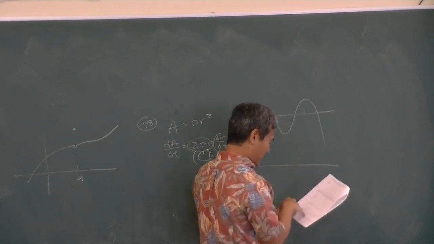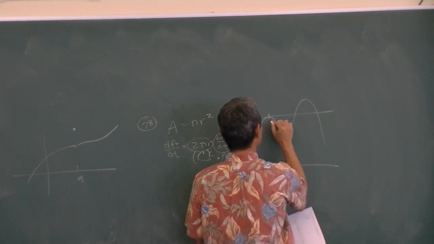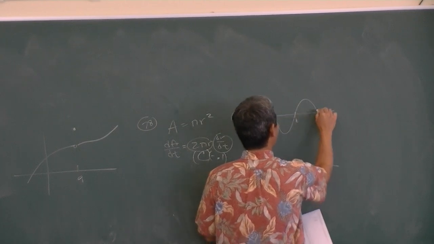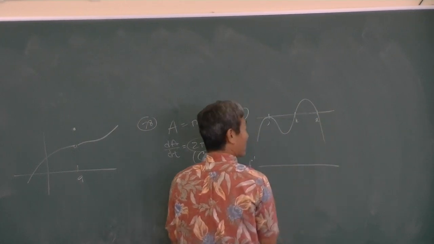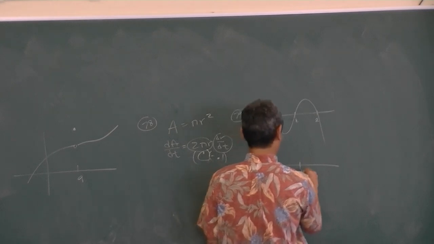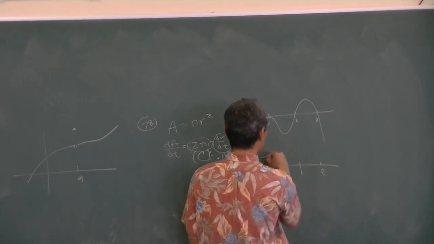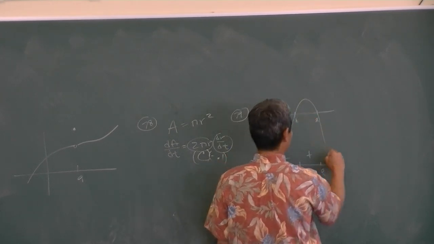I don't want to use A, B, and C because they have A, B. Let's call this J, K, and L. Okay, what will go on the number line? J, K, and L. It's below, so minus. Below, minus. Above, plus. Below, minus.